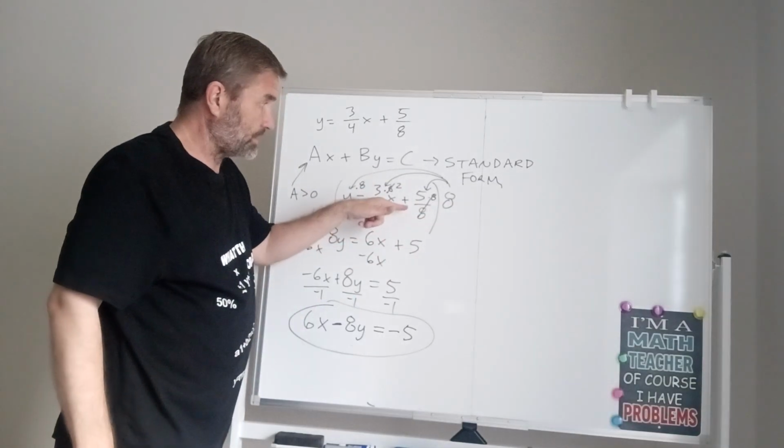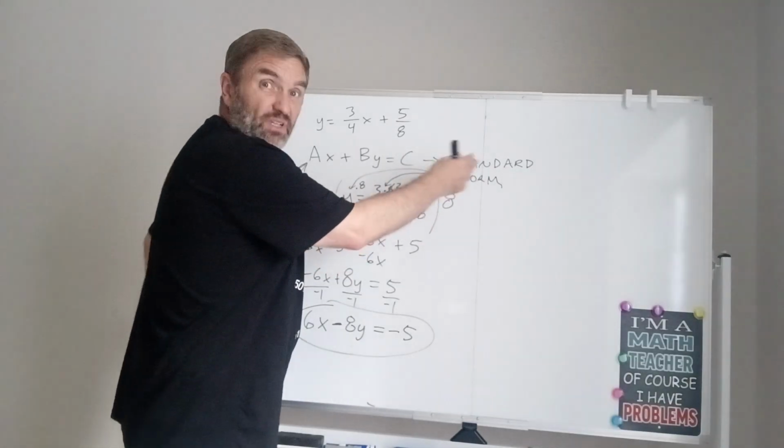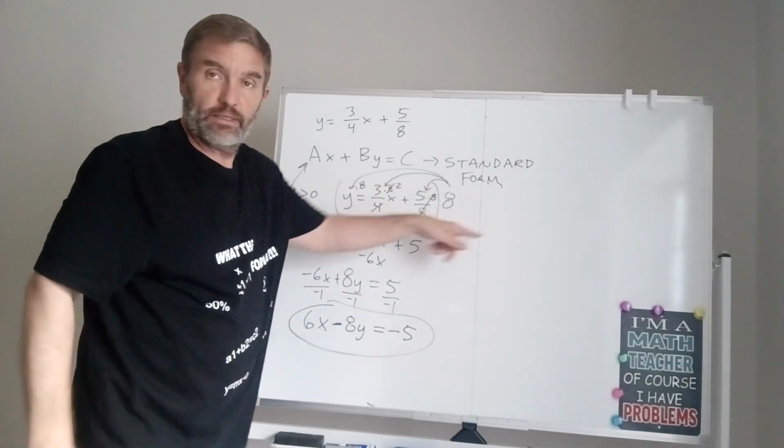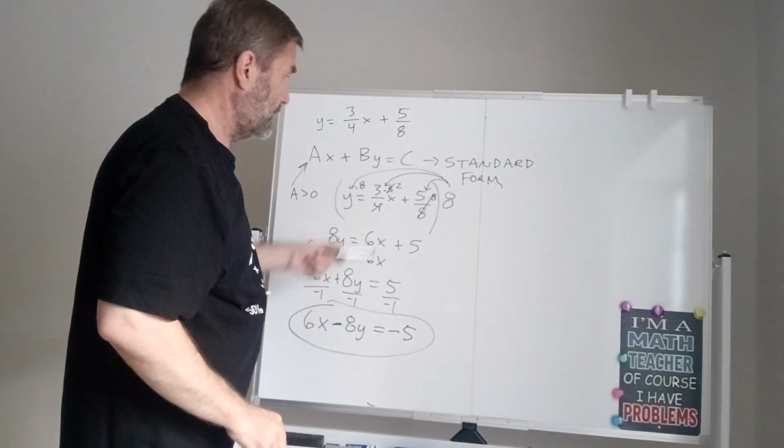When this isn't a fraction, a lot of students forget to multiply this. So they get the 4y equals 3x plus 5, and then now they've missed that number multiplication, so now they've changed the equation. Something to watch for, okay?